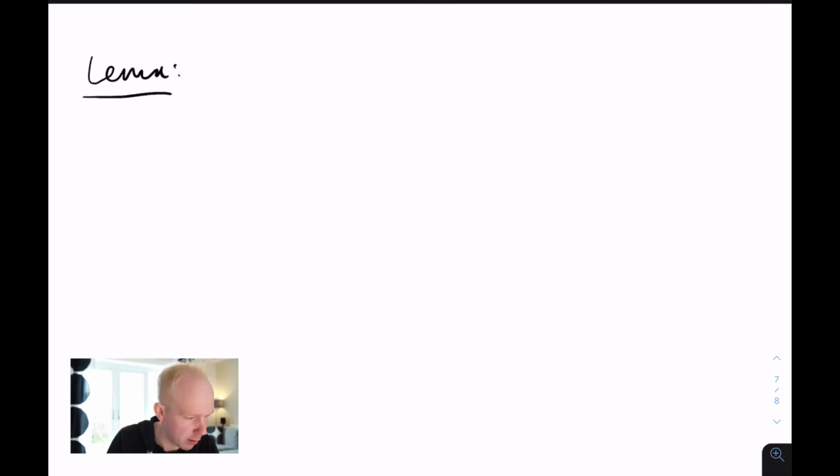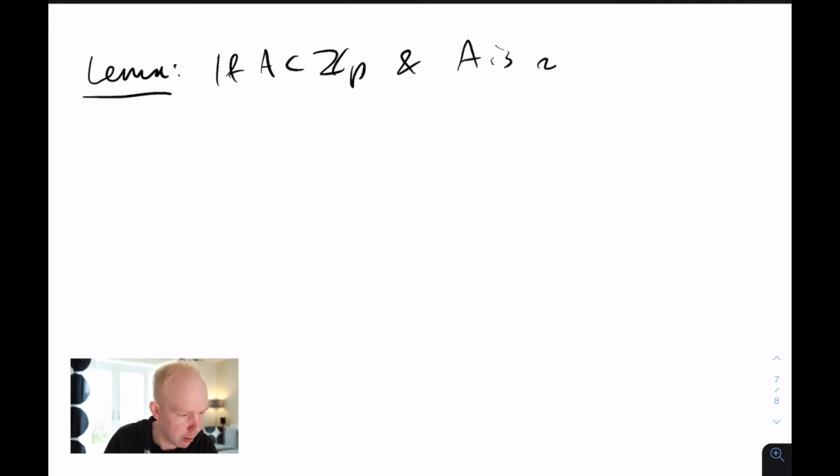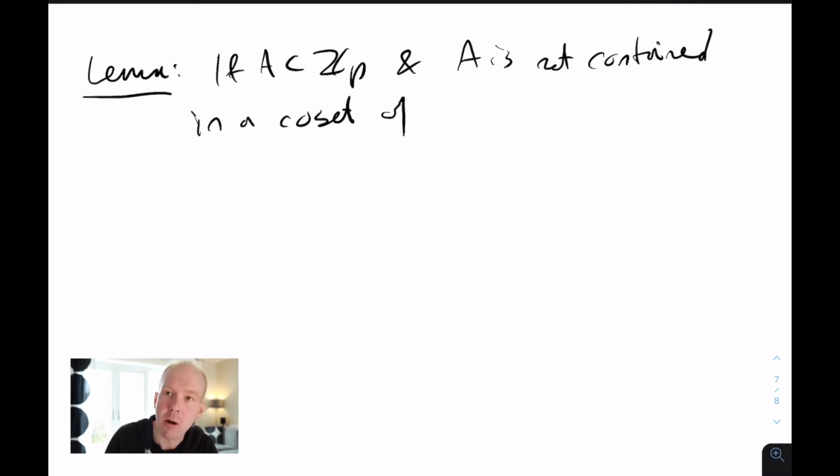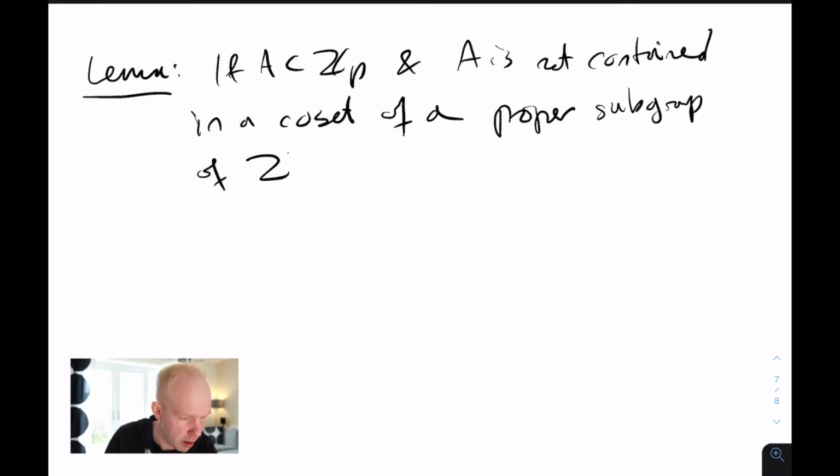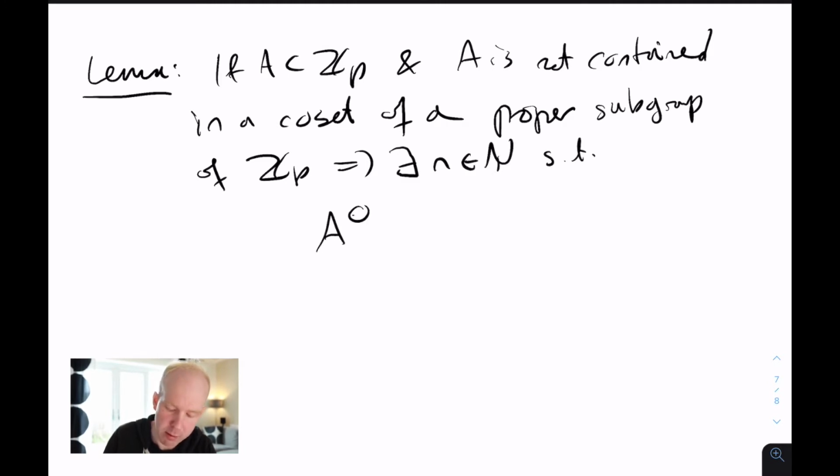We mentioned that if A is a subset of ZP and A is not contained in a coset of a proper subgroup of ZP, then there exists n in N such that A plus n is equal to ZP.